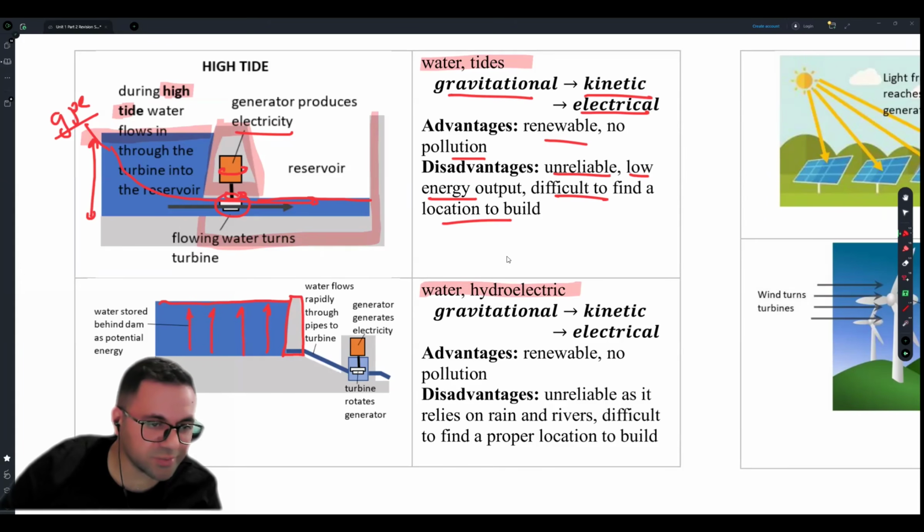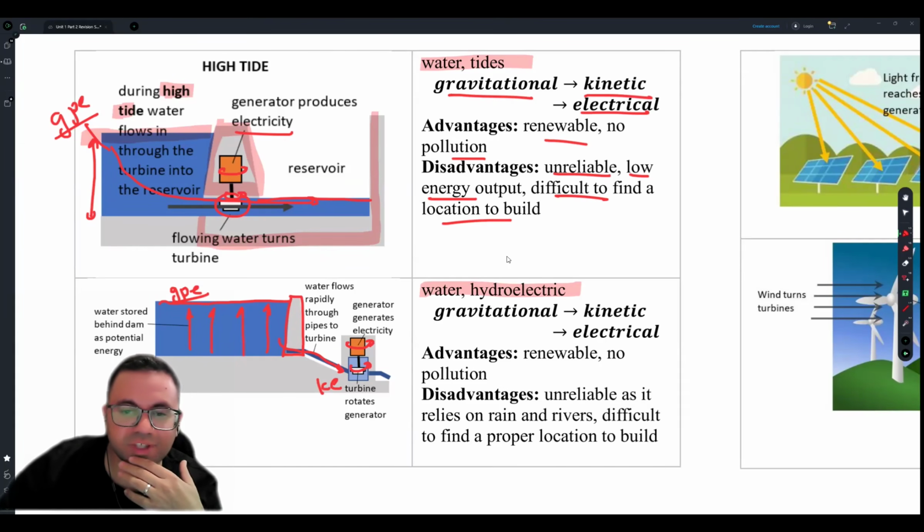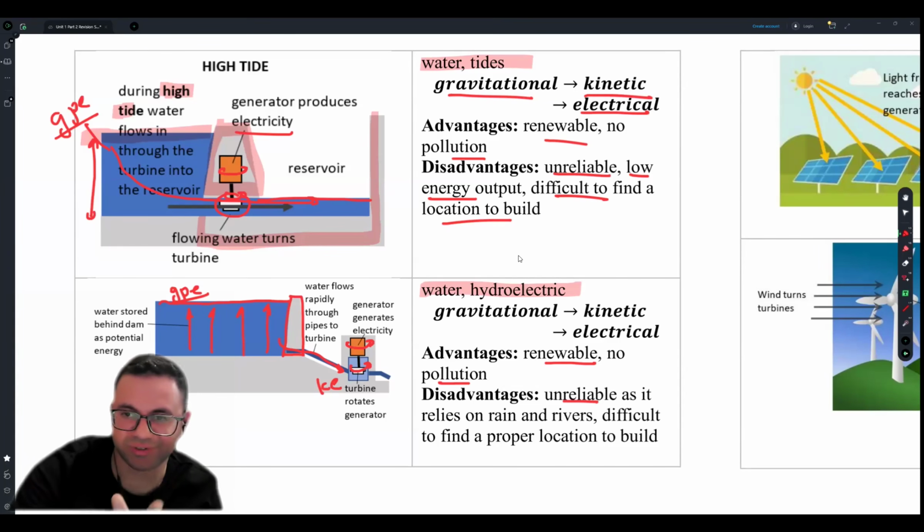It's in a lot of places too, by the way. When the water level rises, this means you have now stored gravitational potential energy. When we allow the water to flow down, this turns to kinetic energy, which turns the turbine, which turns the generator, generates electricity. The advantage is that it's renewable, it doesn't cause any pollution. It's unreliable as it relies on the flow of water and the rain cycle. Without rain, you don't get lakes or rivers. And it's hard to build.